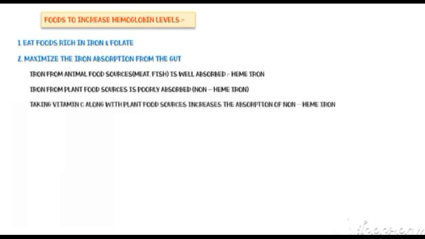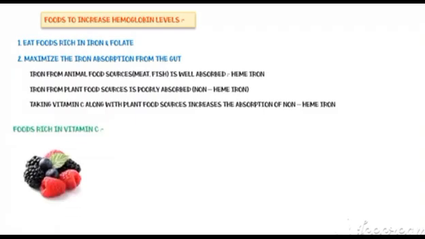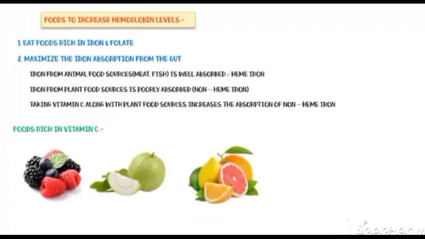However, iron from plant food sources is poorly absorbed into the body. This type of iron is known as non-heme iron. But taking vitamin C, either as a supplement or in the form of dietary sources, along with plant food sources of iron, will enhance the absorption of non-heme iron. Some of the dietary sources that are rich in vitamin C include berries, such as strawberries and blueberries, guava, citrus fruits, and bell pepper.